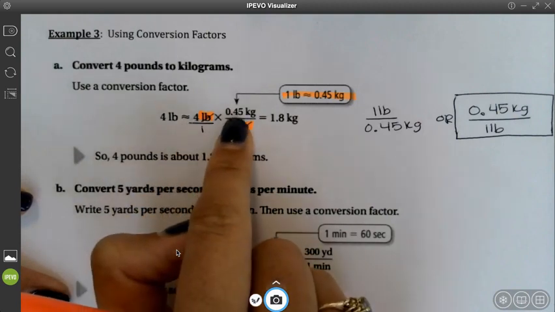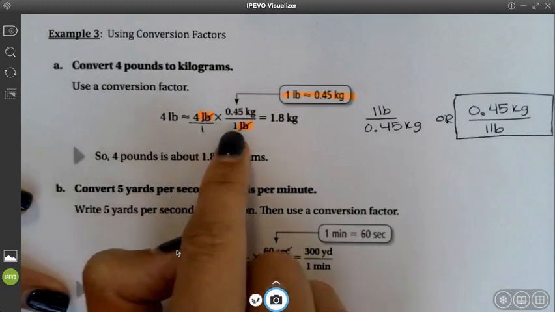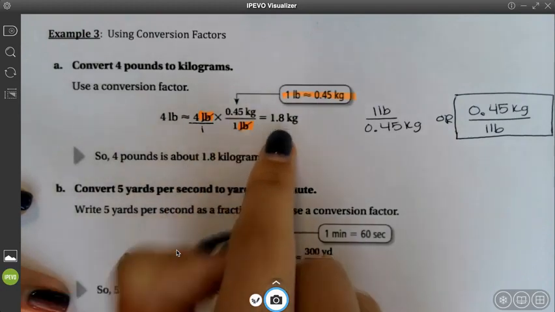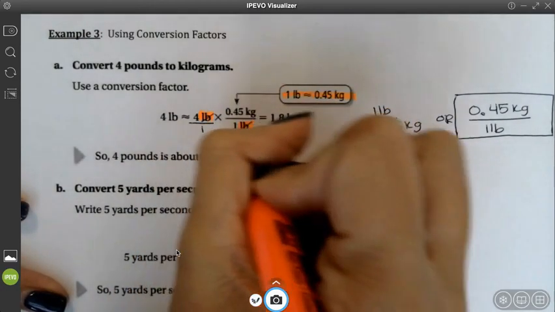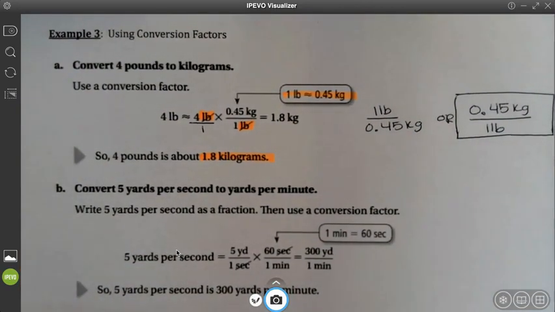4 times 45 hundredths kilograms gives me 1.8 kilograms. And the denominators are just left with ones. So my answer is 1 8/10 kilograms. Let's look at another example of that.